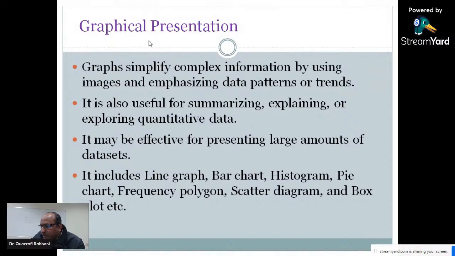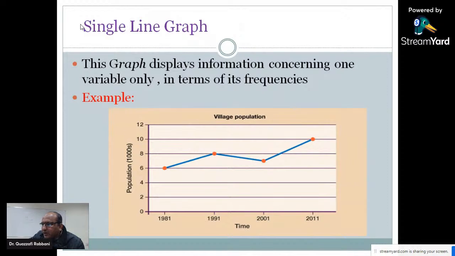It includes line graph, bar chart, histogram, pie chart, frequency polygon, scatter diagram, and box plot, etc. So there are different types of graphical presentation. First is the single line graph.